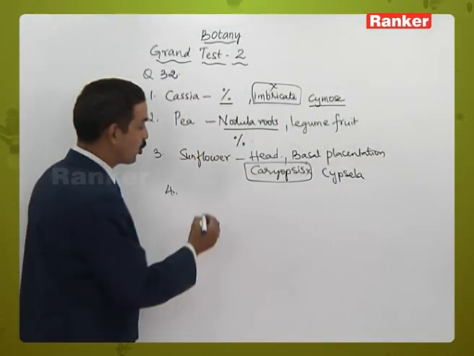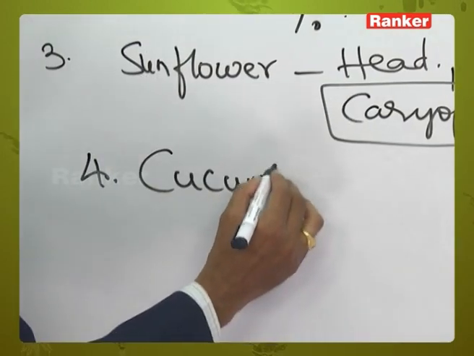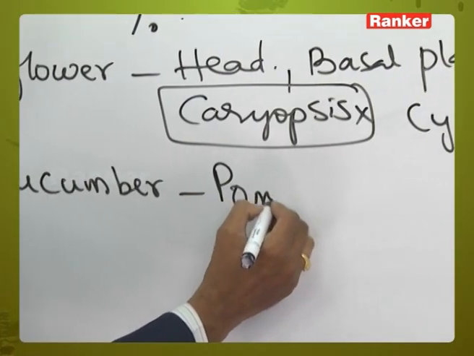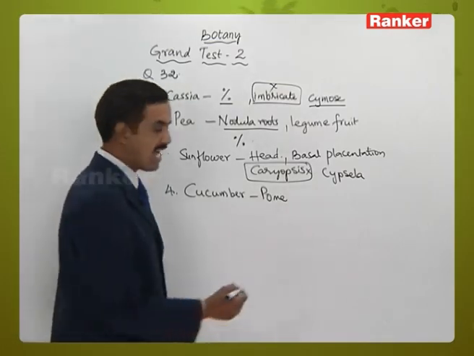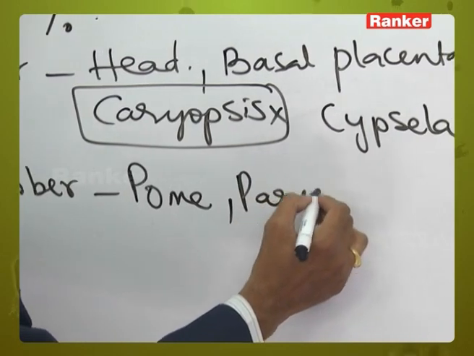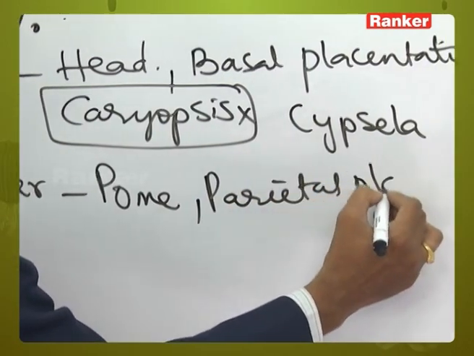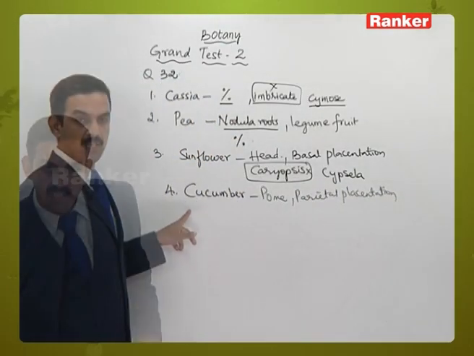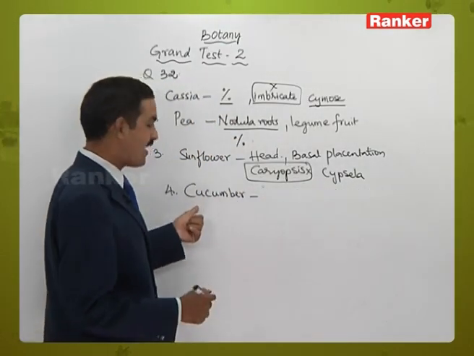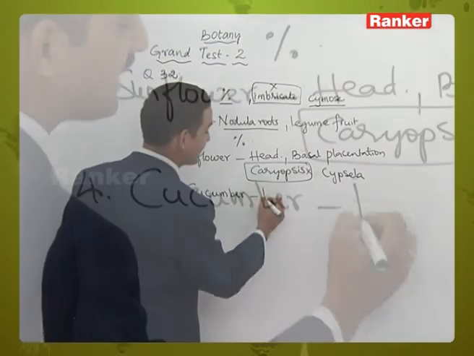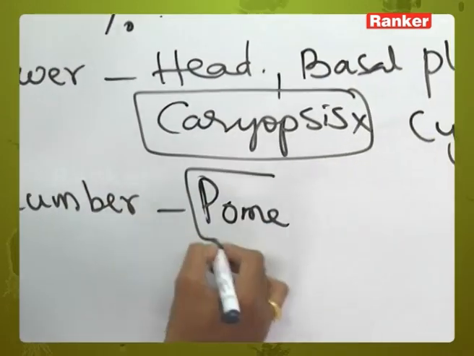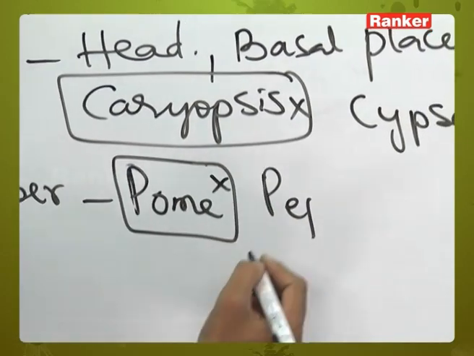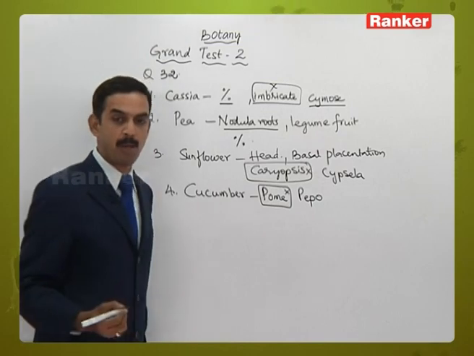The fourth one is cucumber. Cucumber belongs to the Cucurbitaceae family, and here the type of fruit is given as pome fruit. Actually this is not a pome fruit. Next, it is exhibiting parietal placentation. Parietal placentation is also correct related to the cucumber plant. Then the type of fruit produced by it is pepo. It's a pepo fruit. Okay.